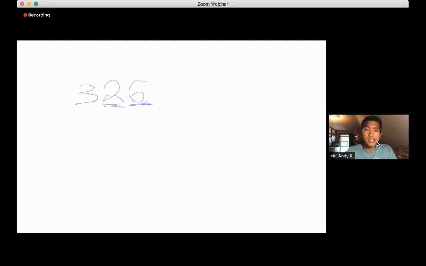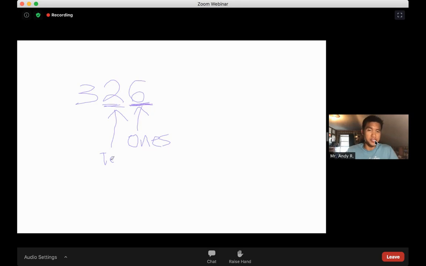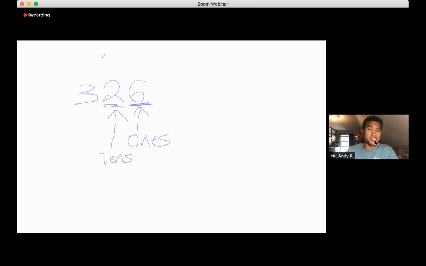So what digit is 6? What place are you? Yeah, ones. Yep, 6 in 326 is the ones digit because it's the very first digit starting from the right. In this number, there are 6 ones. And then what is the 2? The 2 is the tens digit. So this is kind of saying that there's 2 tens, or a 20. So there's 6 ones and then there's 2 tens.